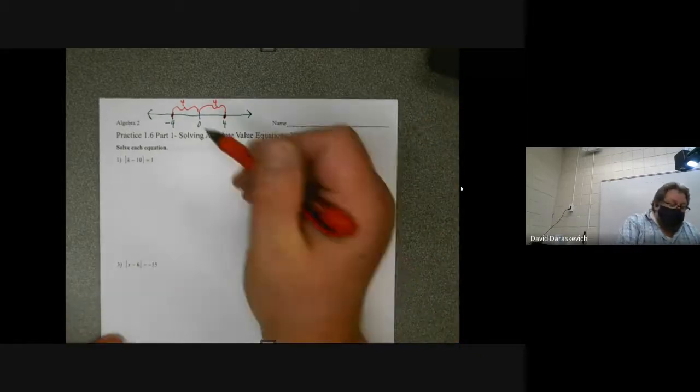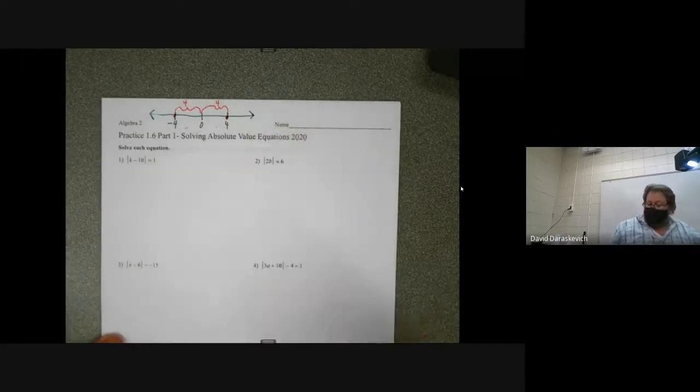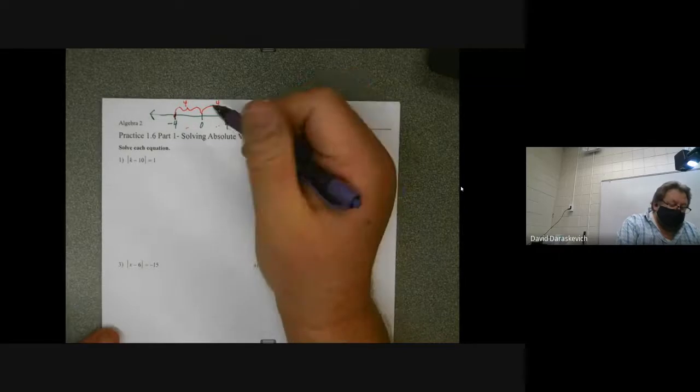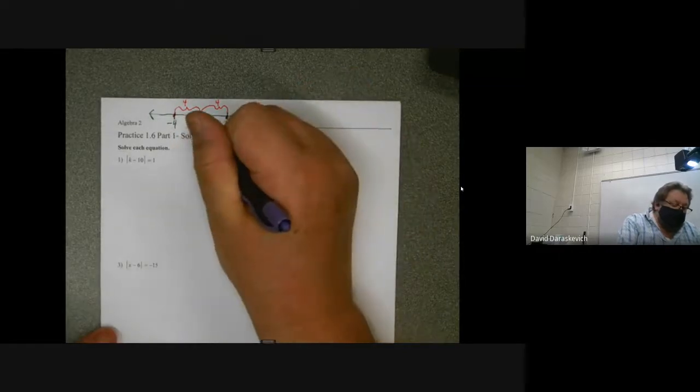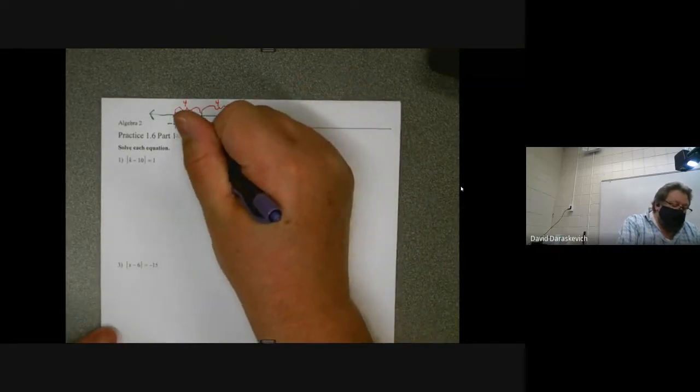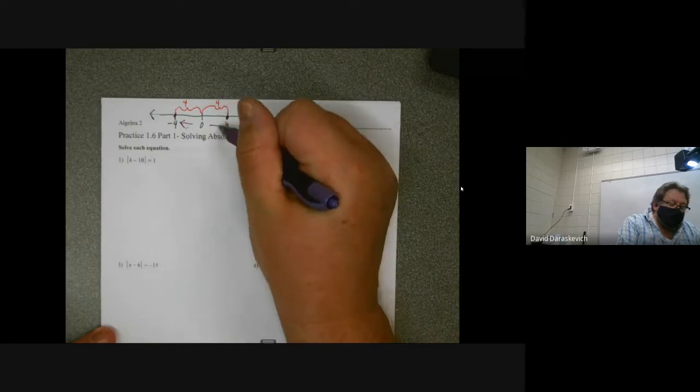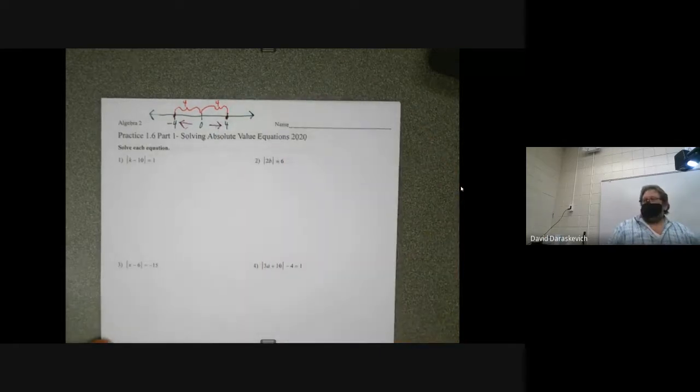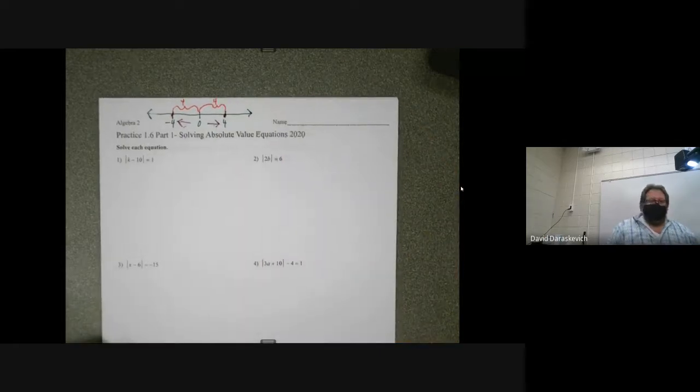So we always have two cases that we have to consider when we say something is absolute value 4. We don't know if they're talking about that location point or that location point. So whenever you solve an absolute value, whether it's an equation or an inequality, which is part 2, you have two cases or two scenarios to worry about.